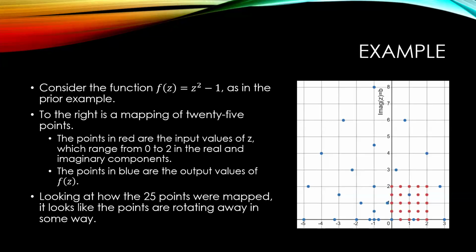Well, here's 25 points and their image. And so consider the function f of z equals z squared minus 1, just as in the prior example. To the right, if we take 25 different points and we map them out, if we plug all of those points into this function, this is the graph we get. This is the output values. We can see how it's taking this square and it's kind of stretching it in different ways, almost like it's rotating away from some point. That's generally what we'll see when we start dealing with stuff like squaring complex values.